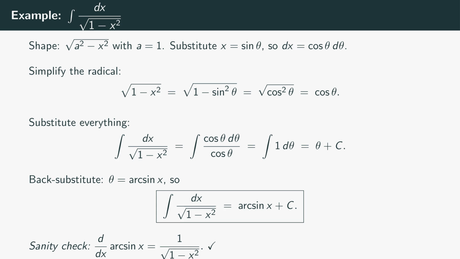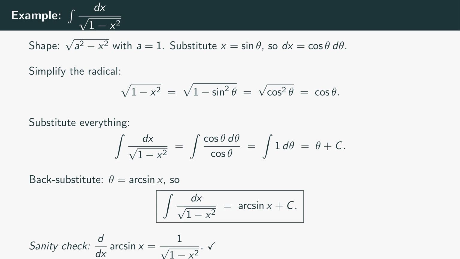Now the integrand. Numerator, dx equals cosine theta d theta. Denominator, cosine theta. The cosines cancel exactly. We're left with the integral of 1 d theta, which is just theta plus c. Back substitute. x equals sine theta means theta equals arcsine of x, so the integral equals arcsine of x plus c. And there's our sanity check, which doubles as one of the most used antiderivatives in calculus.